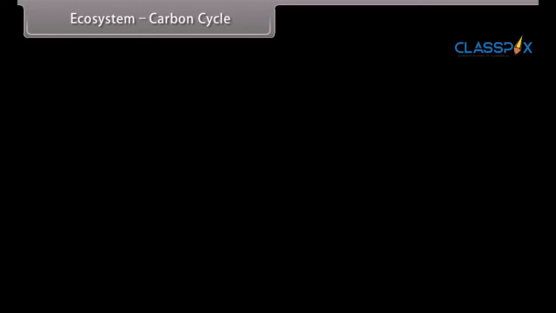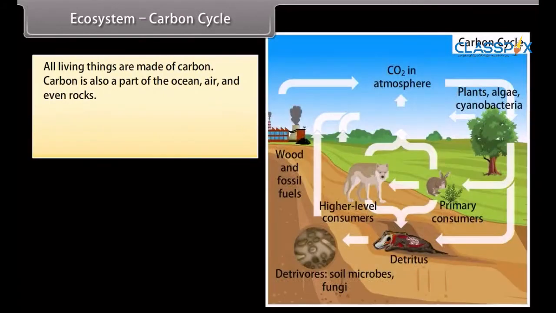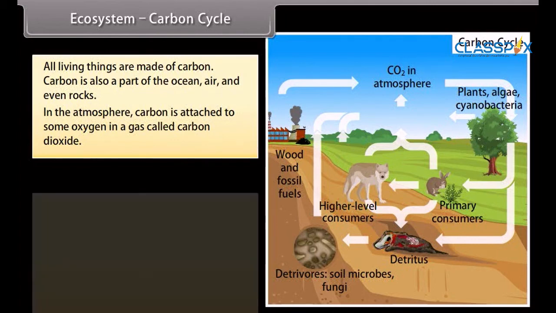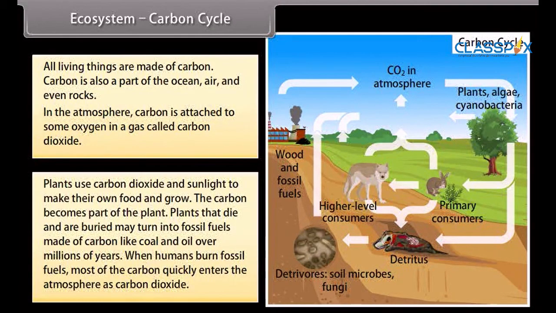Ecosystem: carbon cycle. All living things are made of carbon. Carbon is also a part of the ocean, air, and even rocks. In the atmosphere, carbon is attached to some oxygen in a gas called carbon dioxide. Plants use carbon dioxide and sunlight to make their own food and grow. The carbon becomes part of the plant.